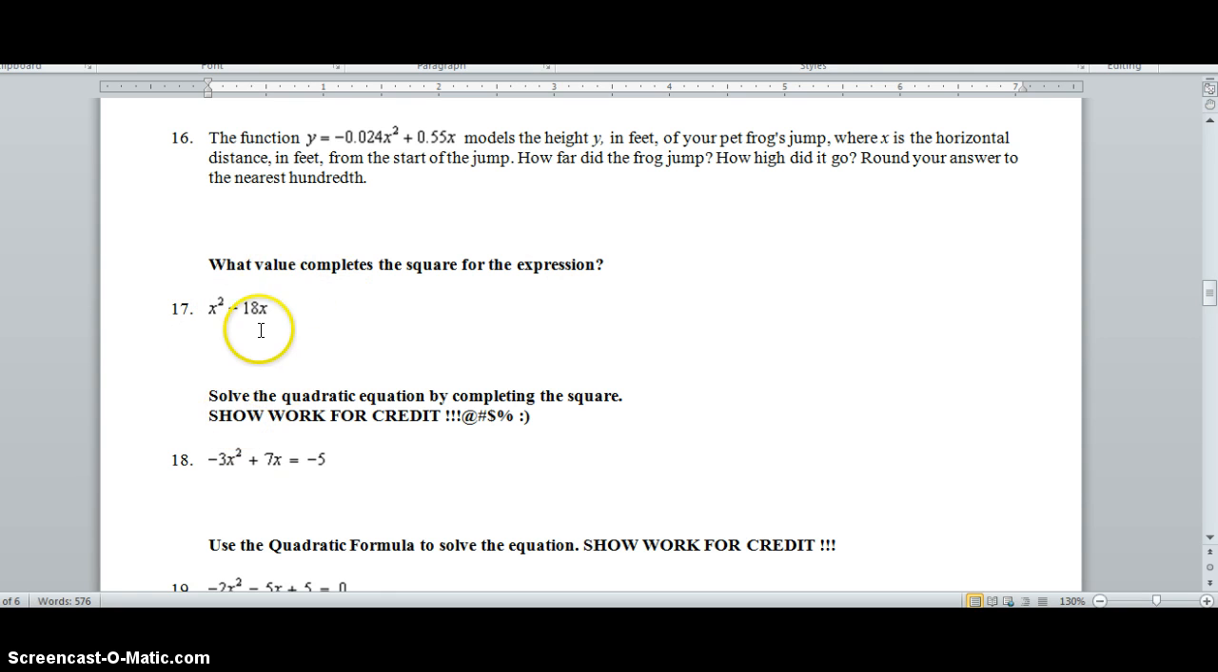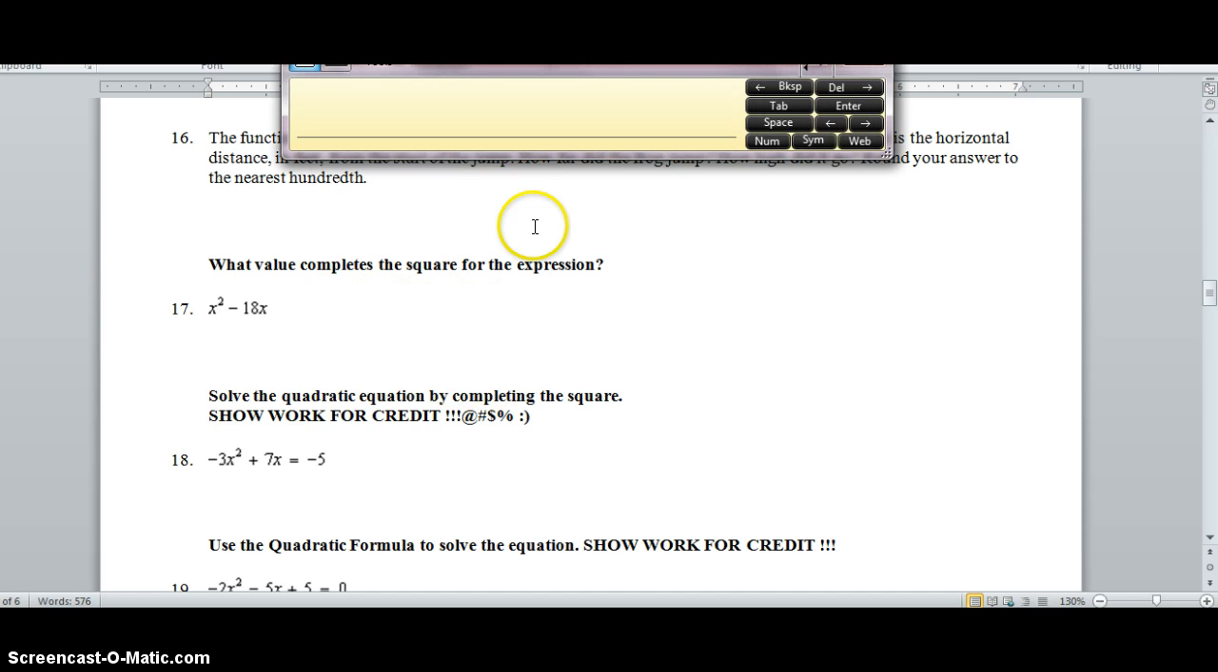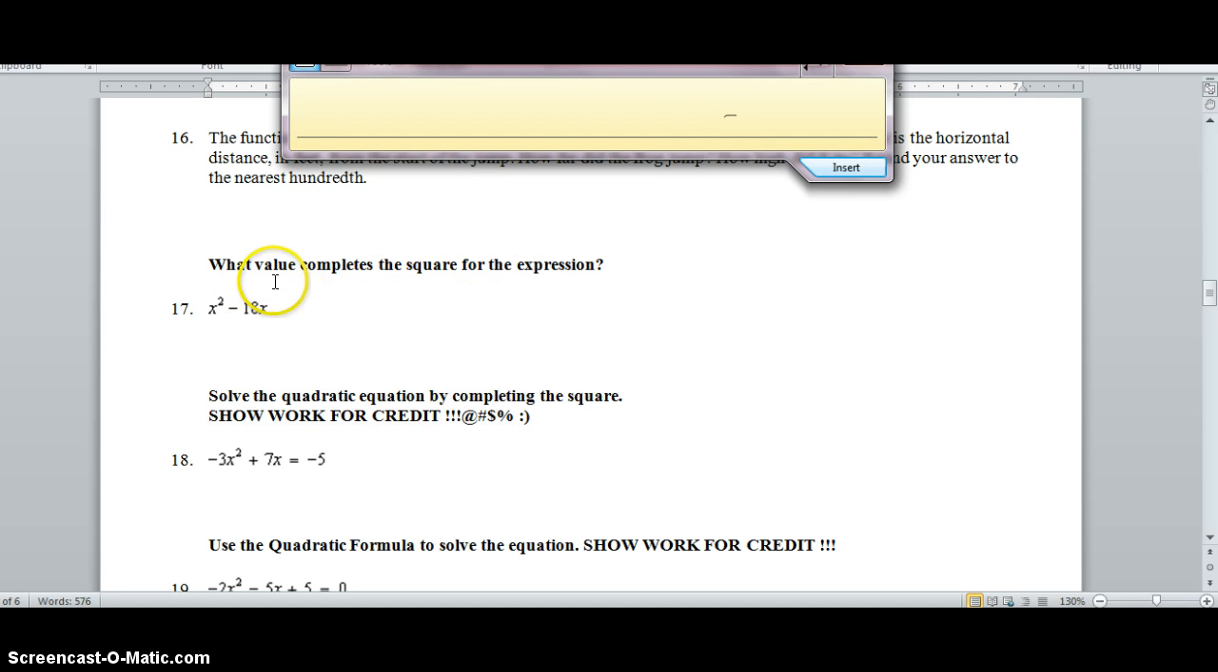So they're asking us what are the values that complete the square for this expression. Well, what we're going to have to do is find half of b squared.